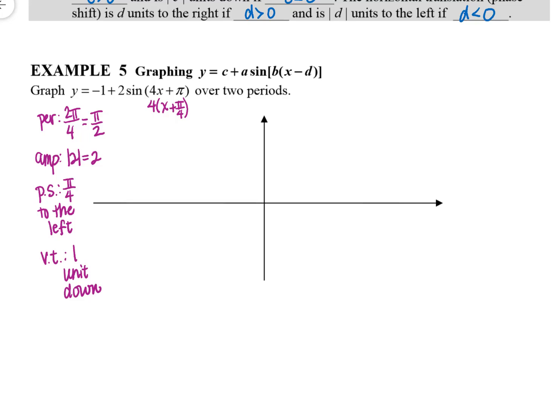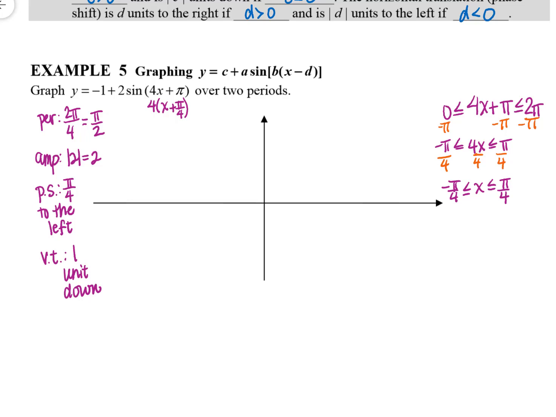To find the 5 key points, we're going to take the argument, which is 4x plus pi, which is between 0 and 2 pi, and solve for x. I'll start off by subtracting pi. So we have negative pi is less than or equal to 4x is less than or equal to pi. And then divide each part by 4. And we have negative pi over 4 is less than or equal to x, which is less than or equal to pi over 4.